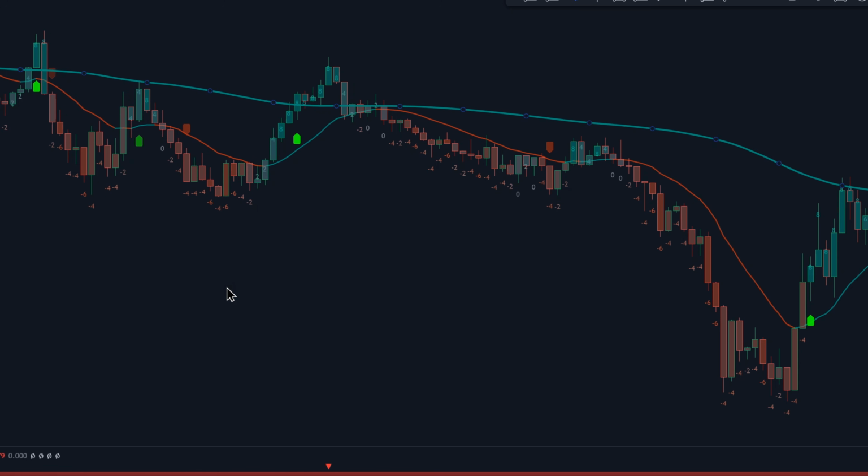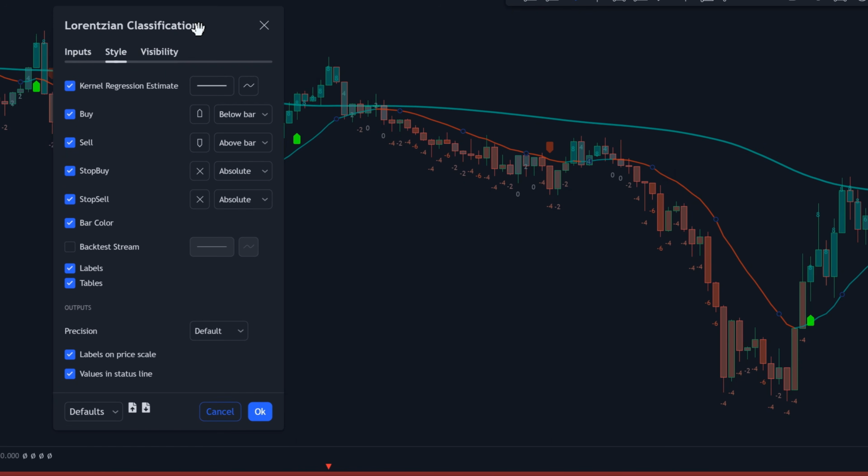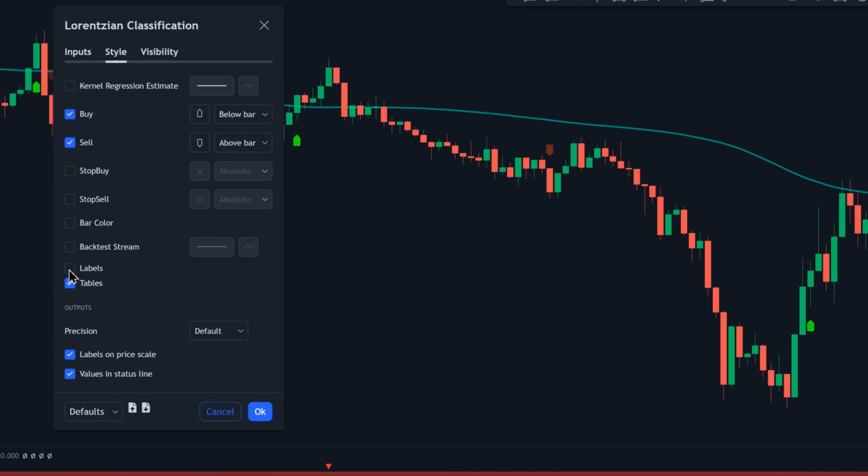After that, click OK. Next, double-click on the Lorentzian Classification indicator, then on the Style tab, disable the kernel regression estimate, disable the stop buy, disable the stop sell, disable the bar color, disable the labels, and disable the tables.